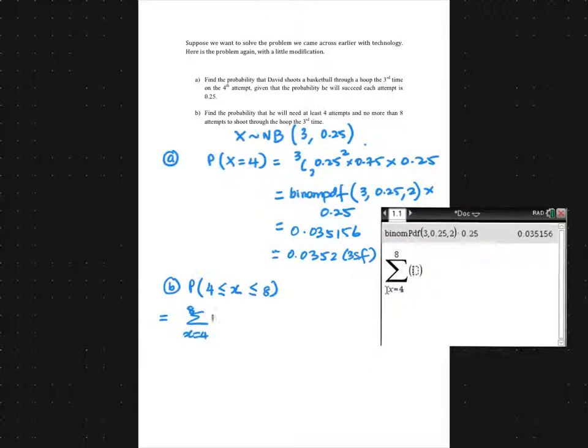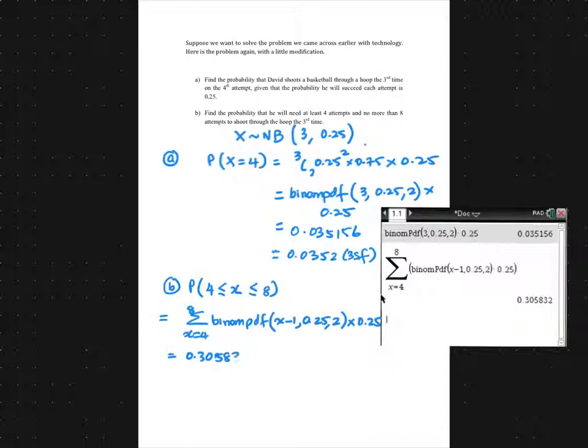We put in again the binomPDF, and we have 3, x minus 1, comma 0.25. We need 2 successes before, and times 0.25. And we get 0.305832.